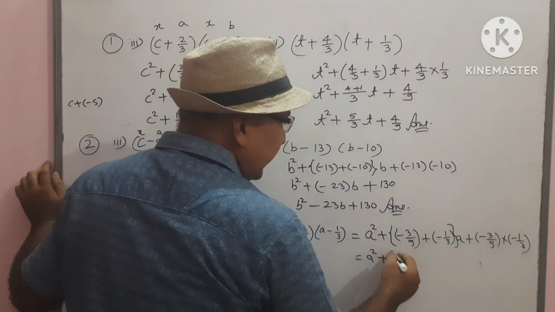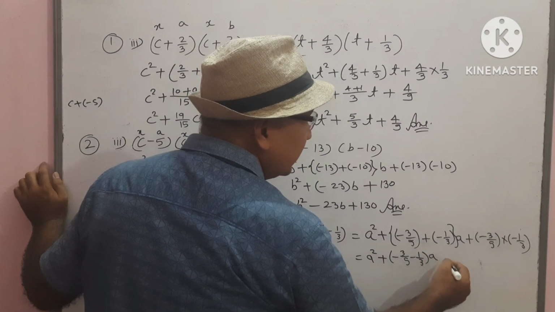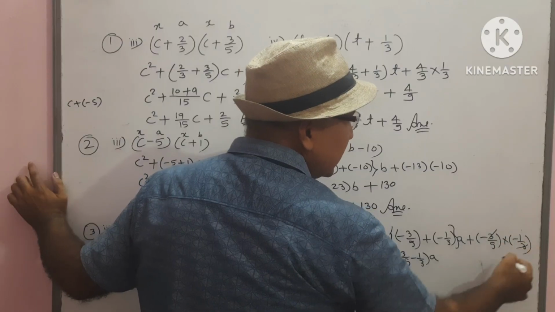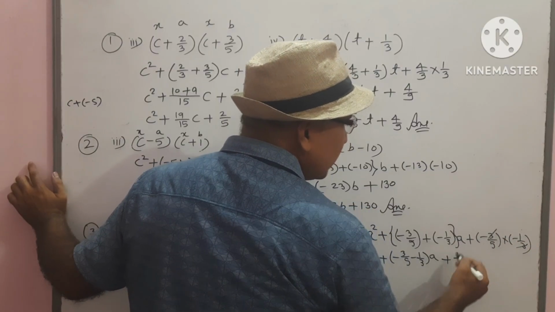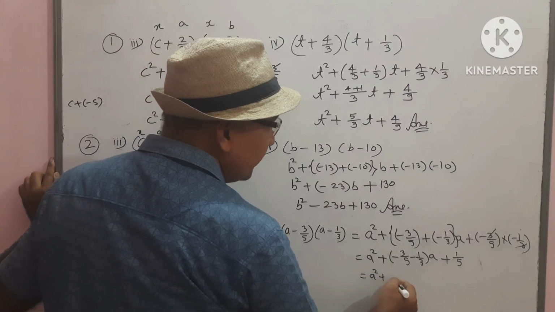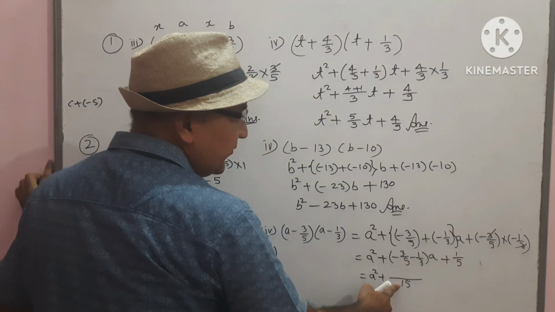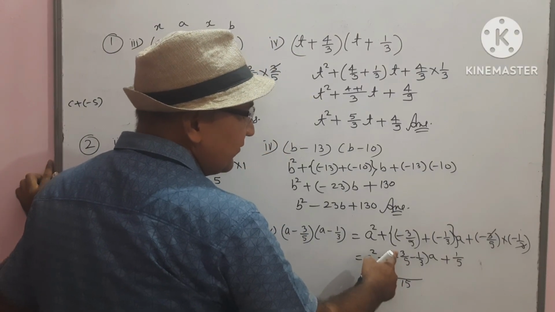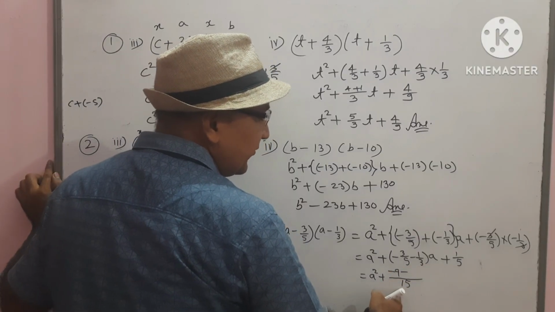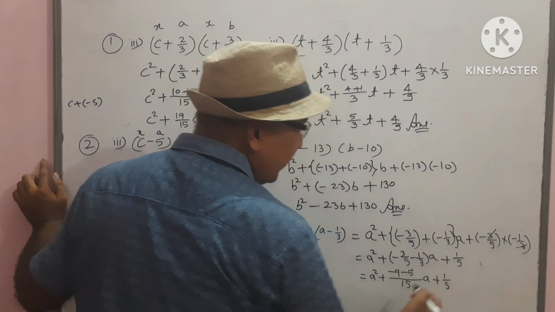When you open this bracket, you will see minus 3 by 5 minus 1 by 3a. Here minus into minus becomes plus. 3 is divided by 3, we are getting plus 1 by 5. To solve this, we have to take the LCM. If we take the LCM, it will come 15. 5 dividing 15 coming 3. 3 is multiplied with minus 3 becomes minus 9. Same here also, 3 dividing 15 coming 5. 5 into 1 is 5, a plus 1 by 5.